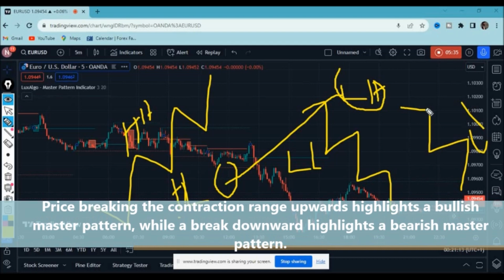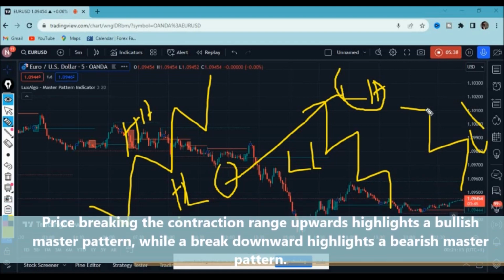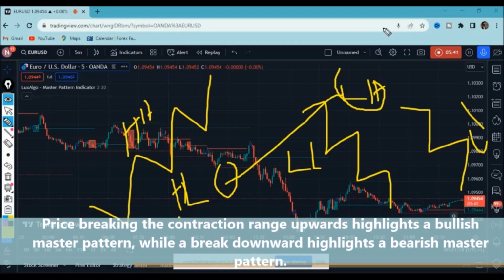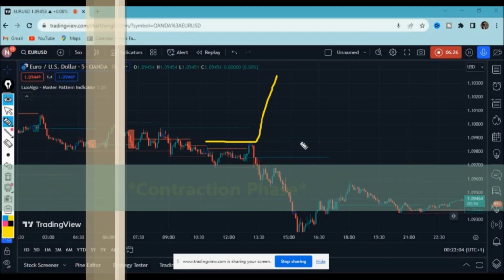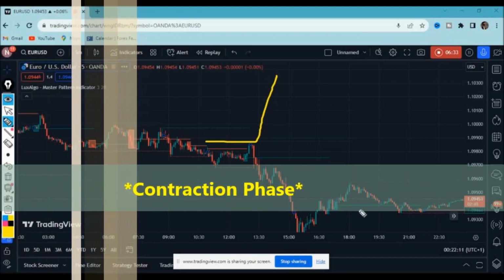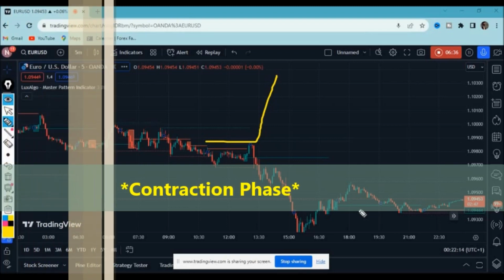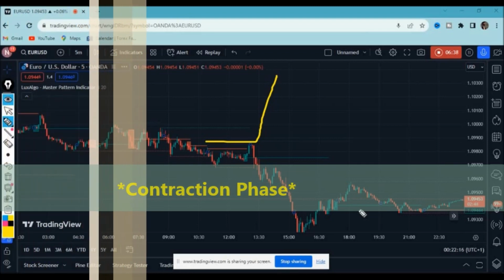Price breaking the contraction range upwards, so let's say for instance this is a contraction range. When price breaks the contraction range upwards, it highlights a bullish master pattern, while a break downwards highlights a bearish master pattern. You understand me? That's what you're really supposed to understand. So guys, on your chart right here, you're going to see the contraction phases in red color, and you're going to see the expansion phase in gray color. That's what you're supposed to understand when you're using this indicator.